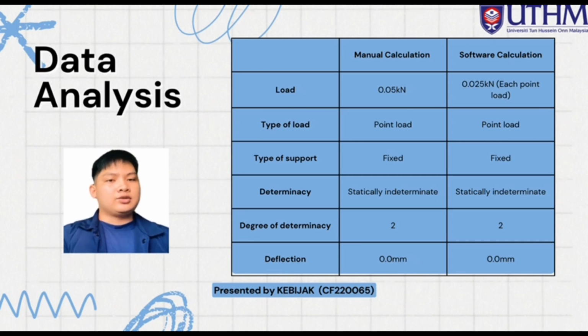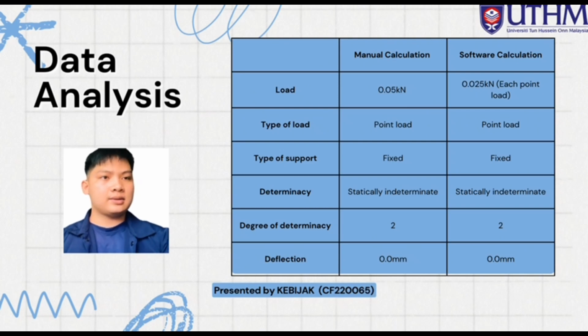Both manual and software calculations assume a fixed support, making the structure statically indeterminate with 2 degrees of freedom. When designing for a 10 kg load, no deflection was assumed. Therefore, both calculations, manual and software, show there is no deflection, indicating that there are no major errors or differences in the design analysis.